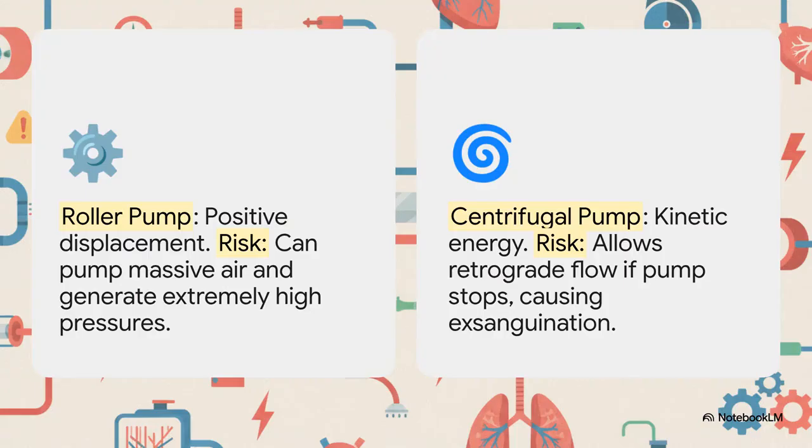So one of the first big decisions in how a circuit is built is the type of arterial pump. You've got 2 main flavors, roller and centrifugal. The roller pump is occlusive. It's going to pump whatever's in the line, whether it's blood or air. That makes it really risky for air embolism. The centrifugal pump is non-occlusive, which is safer from an air perspective, but its Achilles heel is retrograde flow. If that pump stops and there's no clamp or one-way valve, the patient's own blood pressure will drive blood backward right out of them, leading to rapid exsanguination.